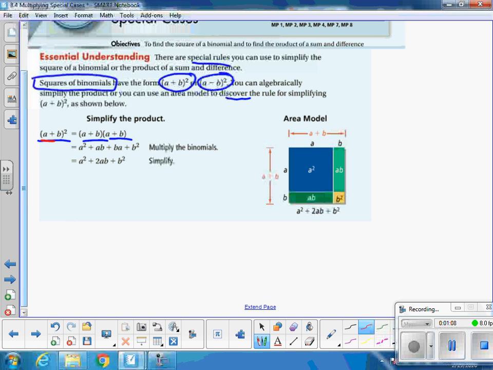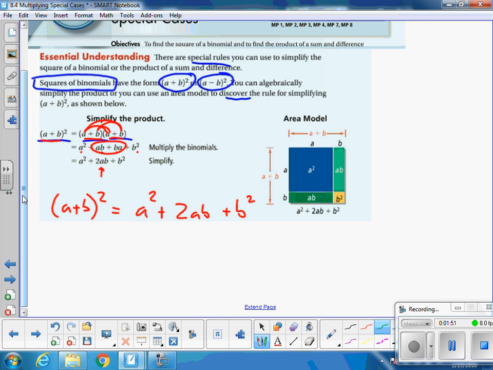So (a + b) squared is (a + b) times (a + b). That's the squaring. And then if we do the FOIL method, we can see the first, a times a, which is a squared. We can see the outer, which is a times b. And then we can see the inner, which is b times a. And then we can see the last, which is b times b, which is my b squared. And then I combine like terms, and that's why I end up with my two ab's. So I end up with a squared plus 2ab plus b squared. And this shows me that (a + b) squared is equal to a squared plus 2ab plus b squared.